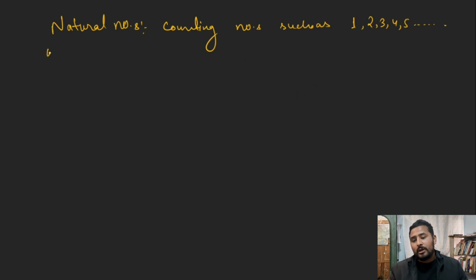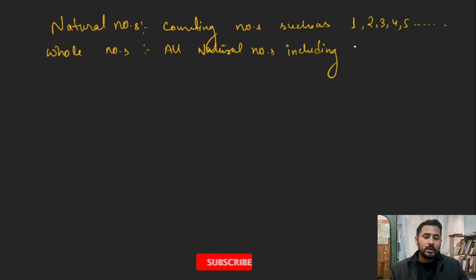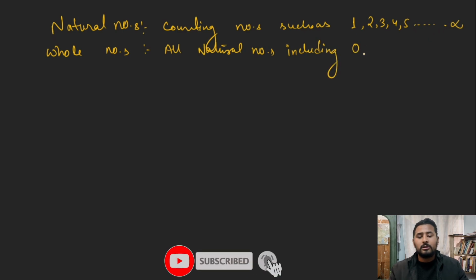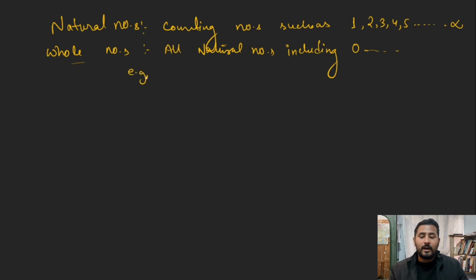Okay, so let us see what are whole numbers. So whole numbers, all natural numbers including 0. Okay, including 0 will be called as whole numbers. For example, if you add 0 to the natural numbers, what are natural numbers? 1, 2, 3, 4, 5, and so on up to infinity. When you include 0 with natural numbers, we'll call it as whole number.